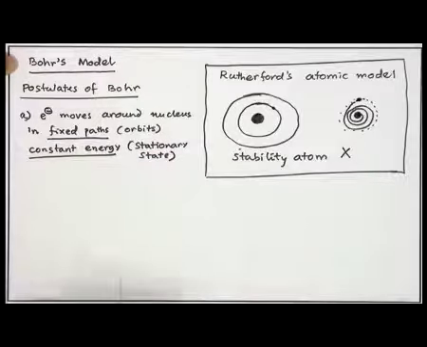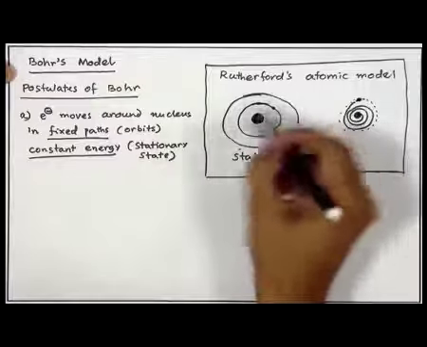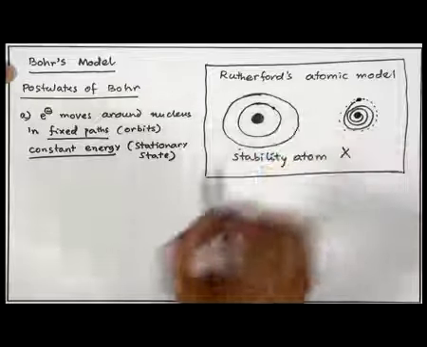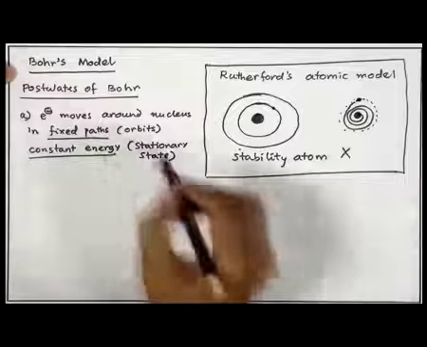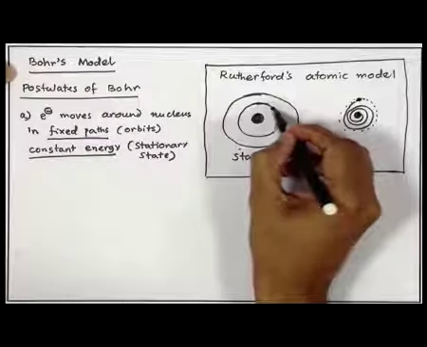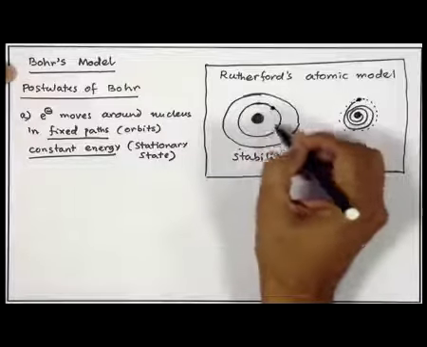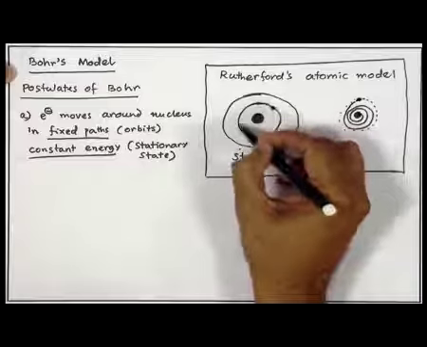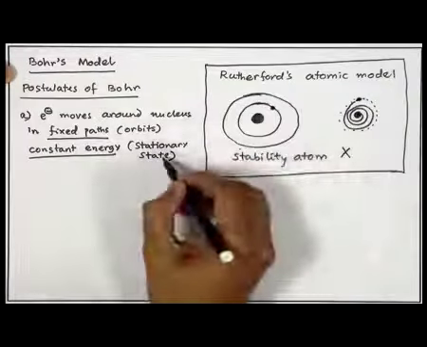So, what Niels Bohr did was he said that the electron goes around the nucleus in a circular path, but these paths are fixed, they have a fixed radius, and as long as the electron goes around this circular path or orbit, it has the same energy, a constant energy, and we call this state of the electron a stationary state.